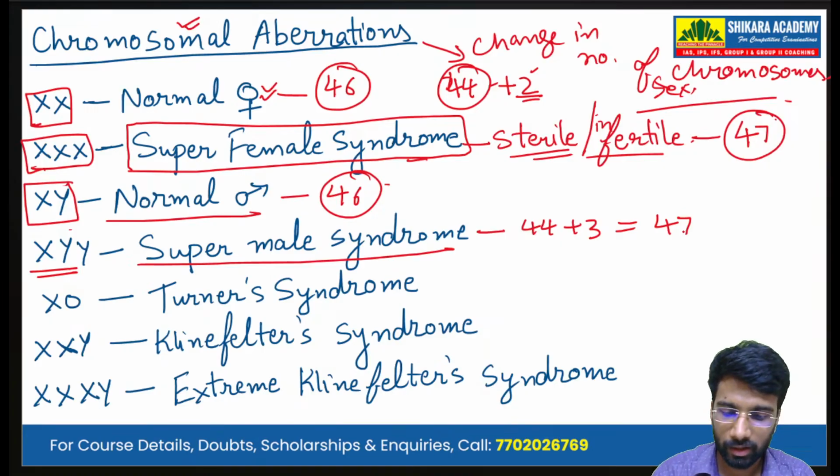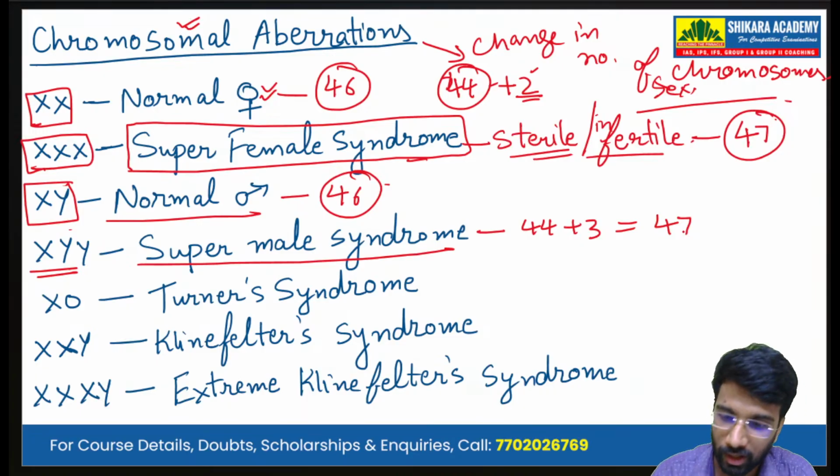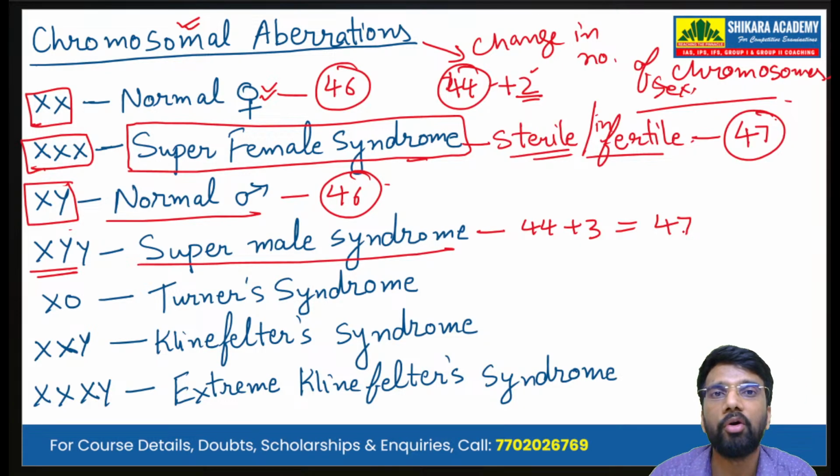Now, till now we have discussed the addition of an extra chromosome. What if the second sex chromosome, which can either be the X chromosome or the Y chromosome, doesn't form? So the individual is left with only a single sex chromosome.